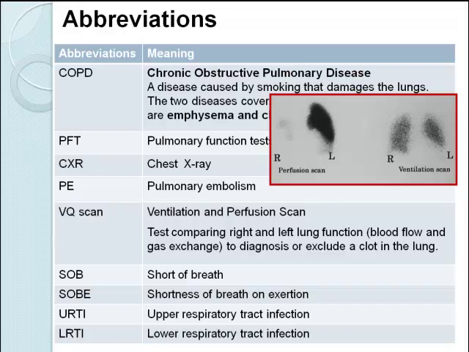SOB, short of breath. SOBE, shortness of breath on exertion. And URTI it's sometimes called, URTI, upper respiratory tract infection. And lastly on this page, LRTI, lower respiratory tract infection.